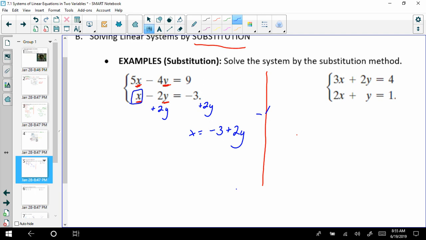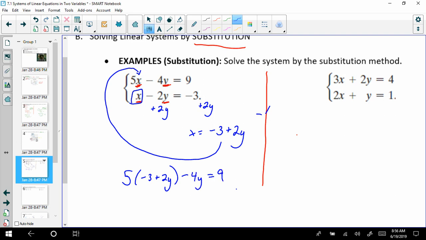Once you have a variable alone, you want to substitute it into the other equation. So since I got x alone, I want to substitute this in for the x in the other equation. So I'm going to have 5, and then instead of the x, I'm replacing it with my -3 plus 2y, and then my -4y equals 9. So it's the first equation, but I've replaced x with -3 plus 2y.